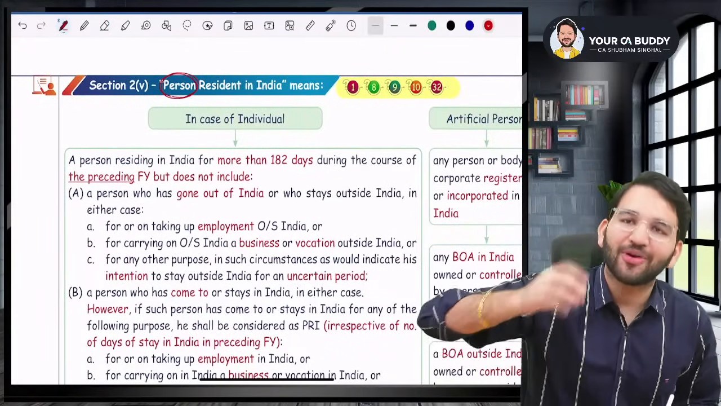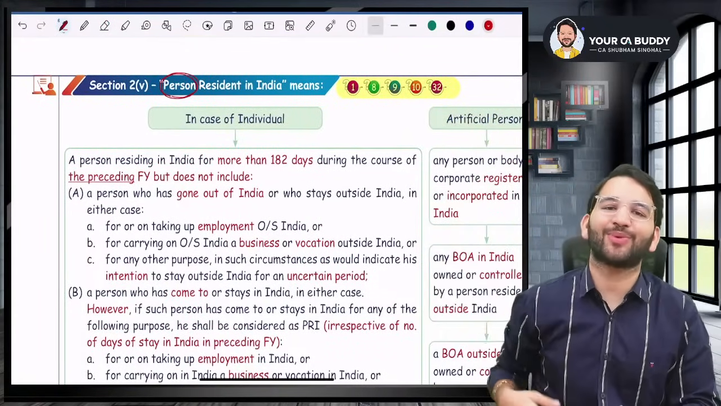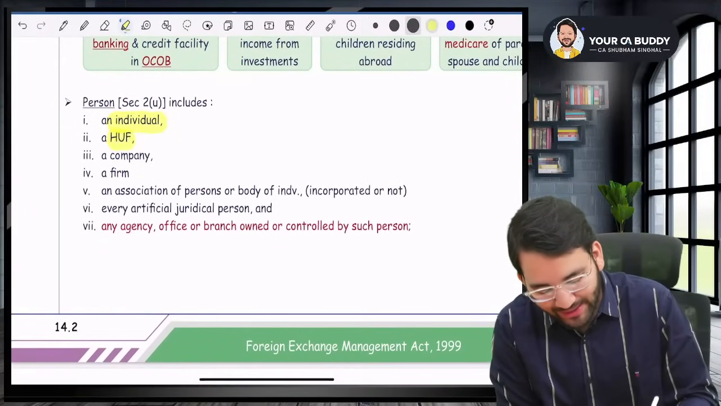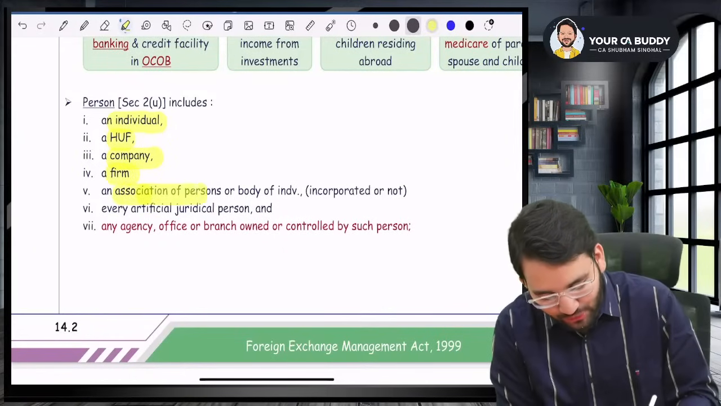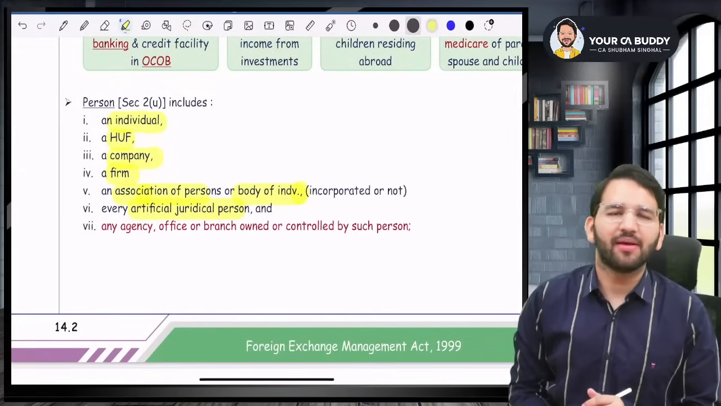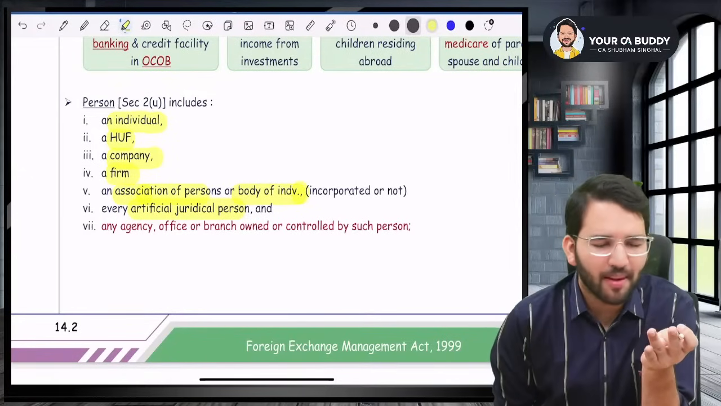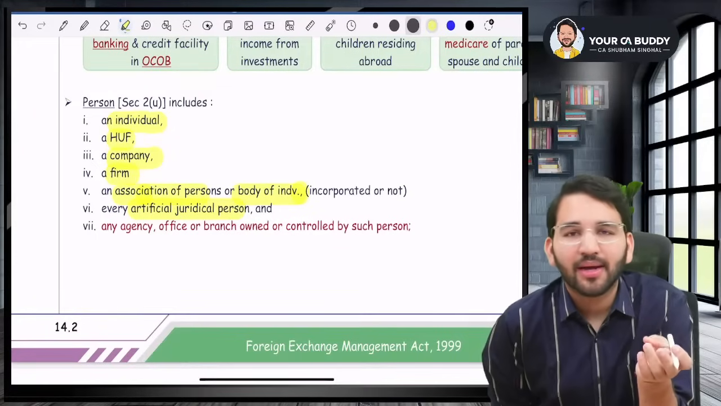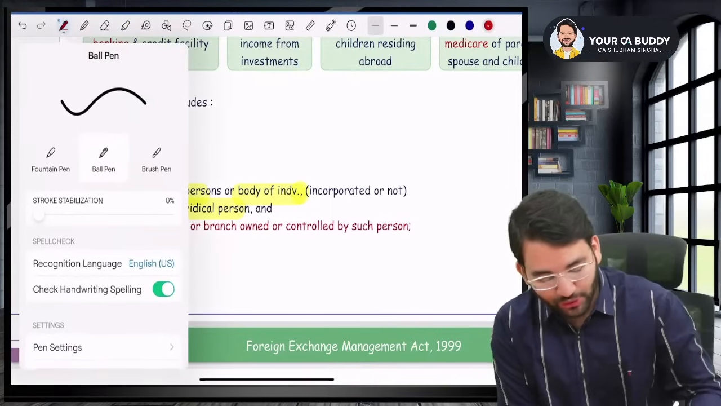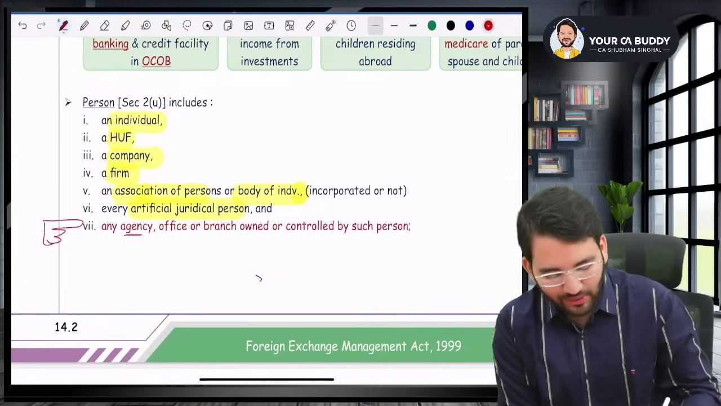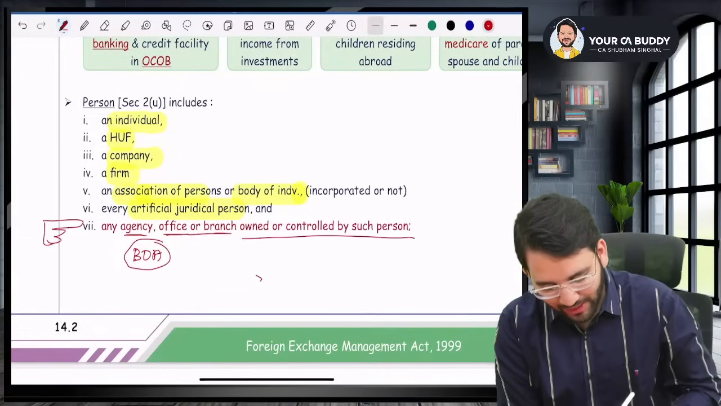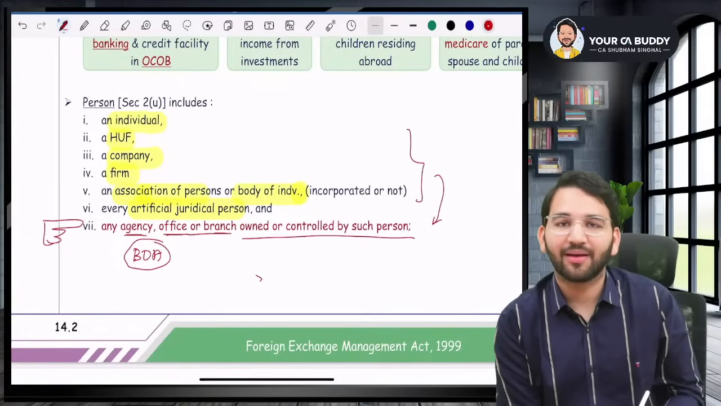The definition of a person is similar to what you study in direct tax. What is the definition of person in direct tax, sir? Person includes an individual, HUF, company, firm, association of persons, body of individuals, and every artificial juridical person. Same here, sir. But apart from that, one more thing is also considered a person, and it is an agency, office, or branch owned or controlled by such person.